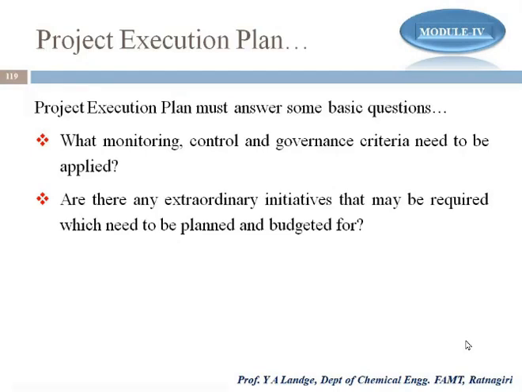Okay, are there any extraordinary initiatives that may be required which need to be planned and budgeted for? So apart from this, are there any other activities that I need to do? Okay, what is that activity? Is it important for the project? If it is avoided, is it possible? So you need to have an answer to all these questions, and once you have the answers, definitely you have the execution plan ready.